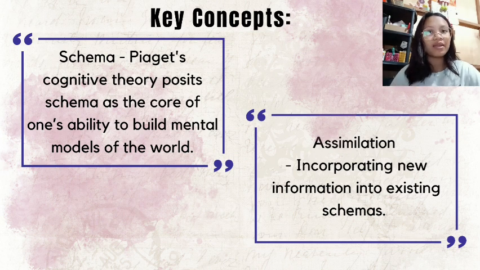So when we say assimilation, it is a process by which a person takes in information and incorporates it into pre-existing ideas and schemas. It plays a key role in cognitive development by allowing individuals to integrate new experiences and knowledge. For example, a child with a schema for birds may assimilate a new bird species into their existing schema.